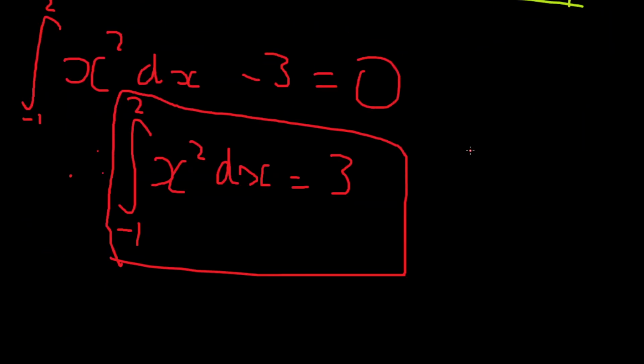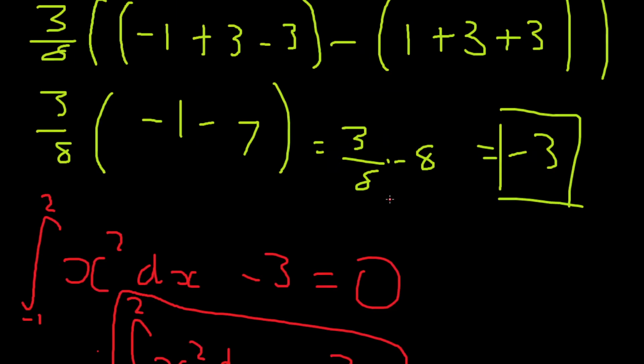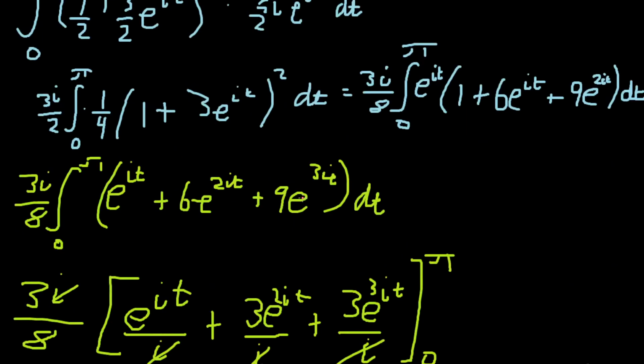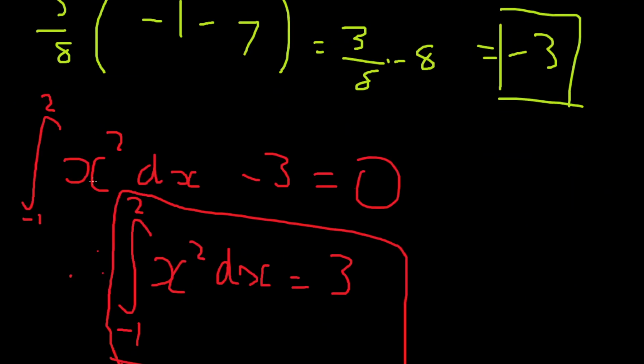But I hope this has helped you to understand complex contour integration. I didn't really explain much about the singularities because there were none in this example, but I think it's always good to start off with the easy examples and then work your way up to even harder ones. But I hope you enjoyed.